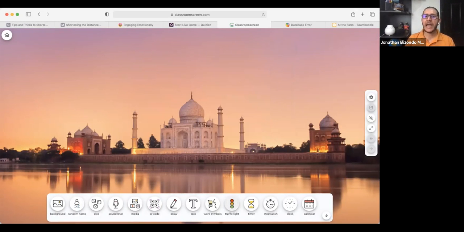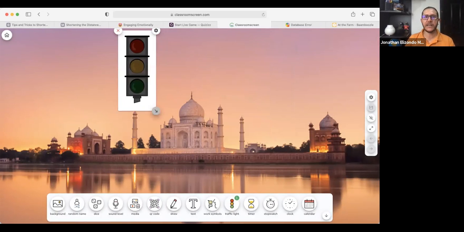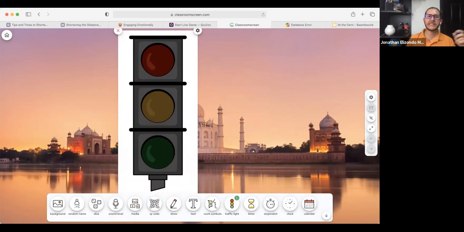I can use a clock just to show them the time. I can use a calendar. I can have the traffic light here and I can make it a little bigger. So I can say, okay, I'm going to have the traffic light. If you see the traffic light in red, it's because I don't want anybody to do anything else but just listen to the teacher.